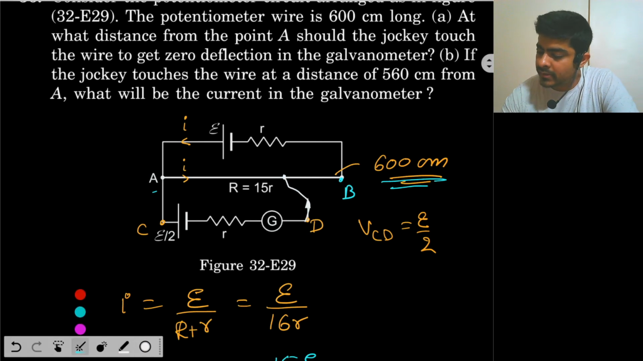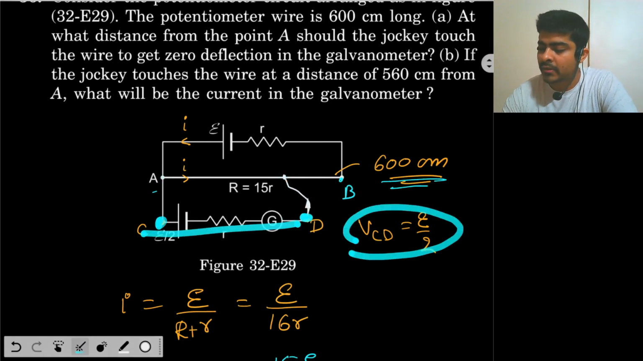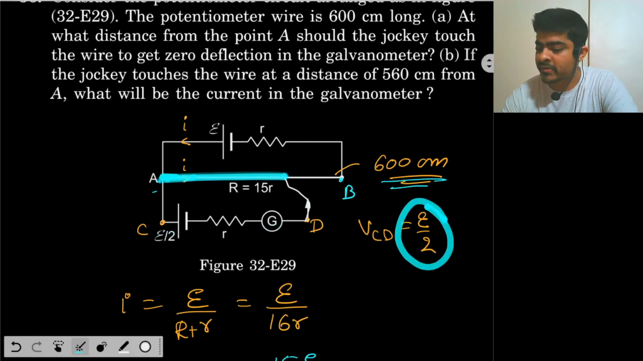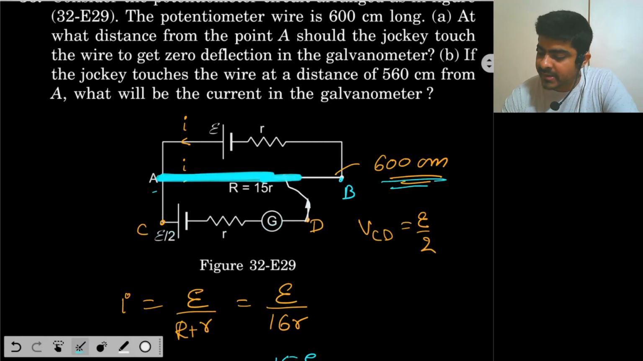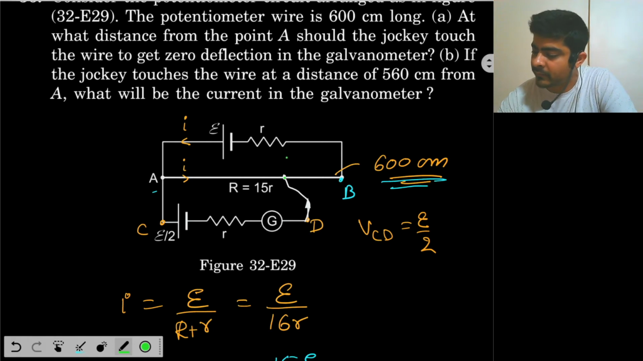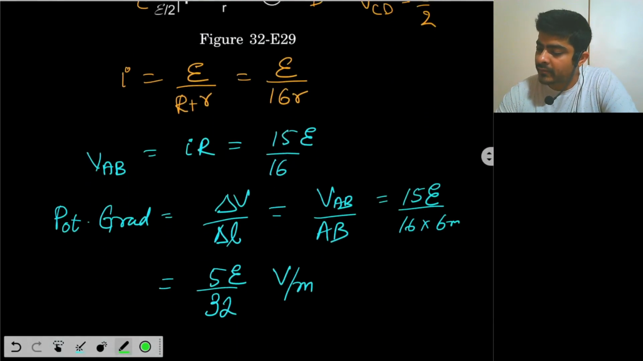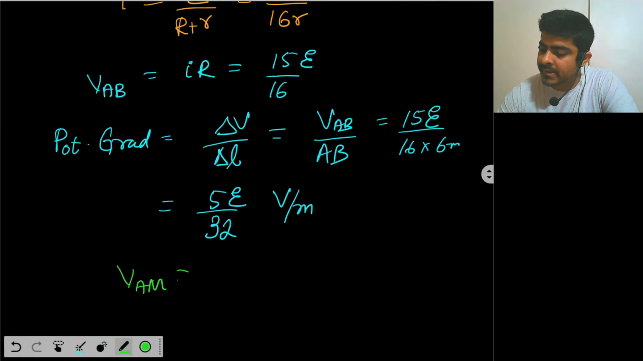So there should be no current flow through this, and that will happen when the potential difference between these two points is equal to VCD. So I want this potential difference to be equal to E by 2. Let's call this point M. So this distance is x. Then VAM is equal to VCD is equal to E by 2.